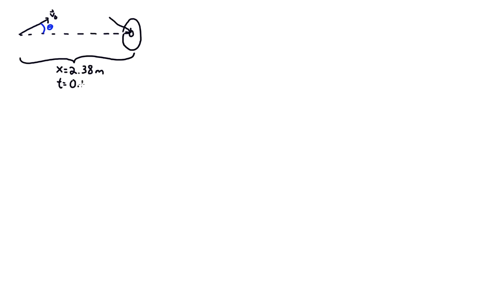In this example, we're going to talk about a dart that is thrown with a velocity v0 at some angle theta, such that it hits exactly in the center of the bullseye of a dartboard, 2.38 meters away, while taking 0.449 seconds to travel that distance.